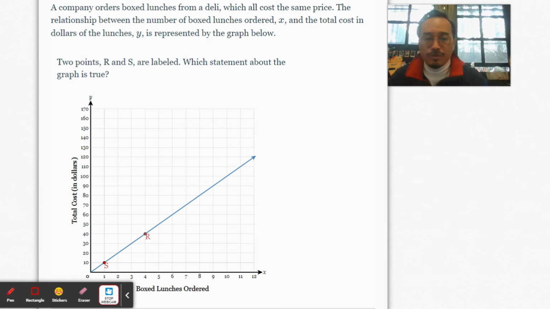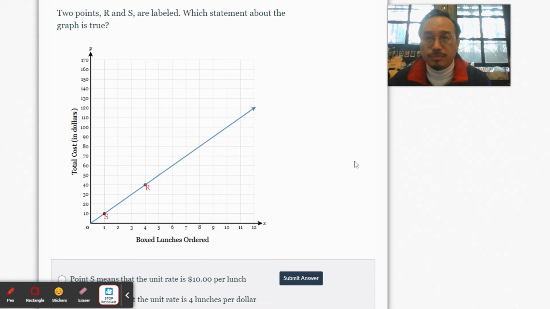Now, I don't know if we can see the graph very well, so I might have to make that bigger. But let's read first. A company orders boxed lunches from a deli, which all cost the same price. The relationship between the number of boxed lunches ordered X and the total cost in dollars Y. So X is the number of boxed lunches you get. Y is how much they cost. And there's your graph below.